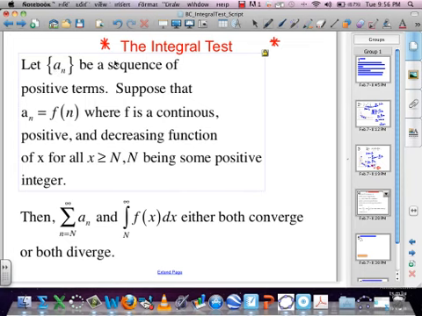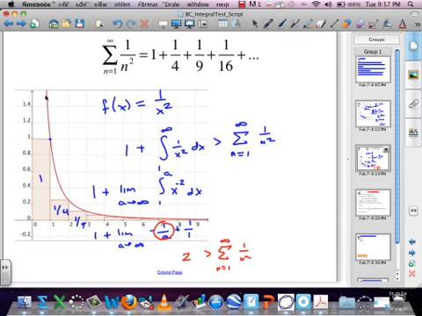It says if you have a sequence of positive terms and you compare your sequence with a function, your function has to be 3 things. It has to be a continuous function, it has to be always positive, and it has to be decreasing. So go back real quick and take a look. These functions that we looked at were what? Continuous, right? If I start at 1 and go to infinity, I'm continuous. They're always positive, they're never below the x-axis, and they are decreasing. And that has to be the case for this argument to work.